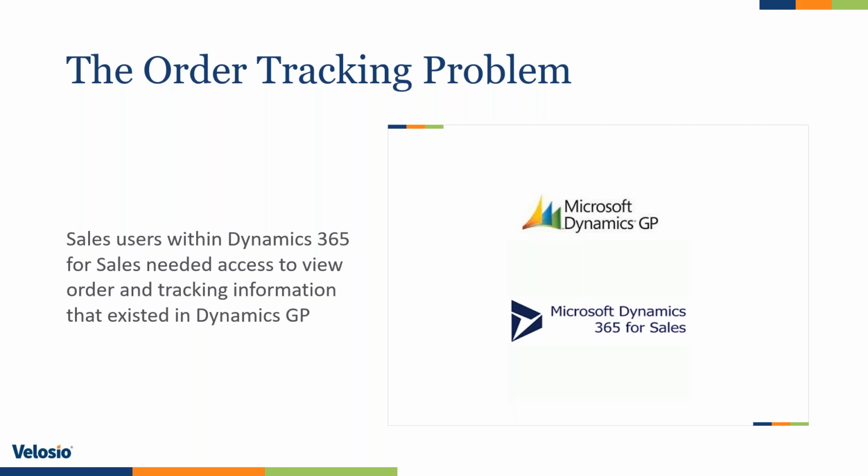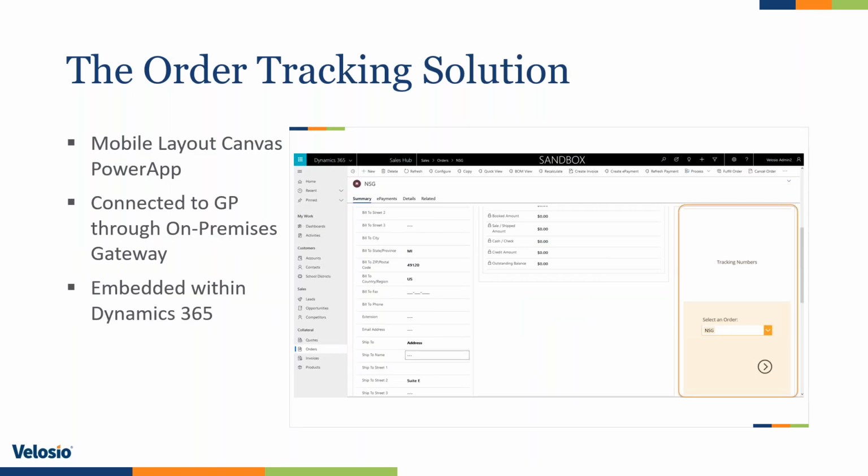And so what we ended up doing was we built a Canvas application and connected it to GP. We used our on-premises data gateway, and we were able to pull in the data from GP, from SQL, and visualize that order tracking information. And then the final step that we did, which you can see here in this screenshot, is that we actually embedded that Canvas application within the Dynamics 365 application, so that now sales users are on one screen.